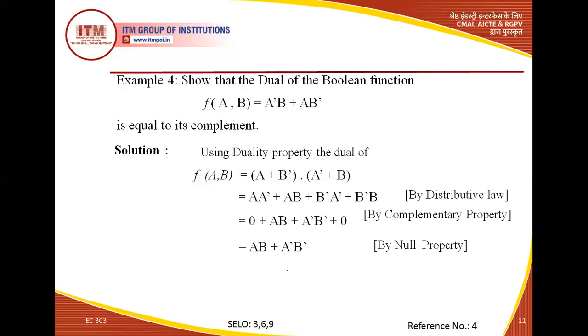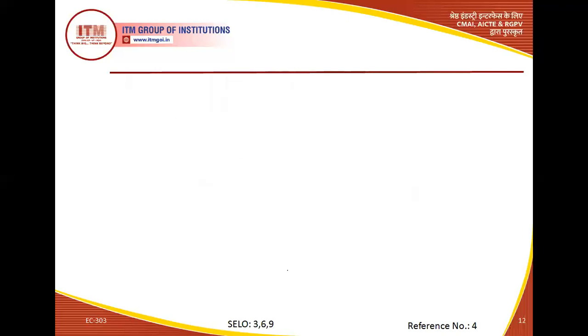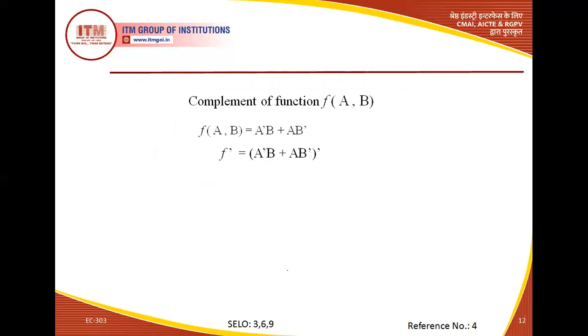In such a manner we can get the dual function of any Boolean function. Now we see how we can get the complement of the given function. For getting the complement, we complement the function, that means f dash equals (a dash b plus ab dash) whole dash. Now we apply De Morgan's theorem: break the line, change the sign. So it will be (a dash b) whole dash dot (ab dash) whole dash.